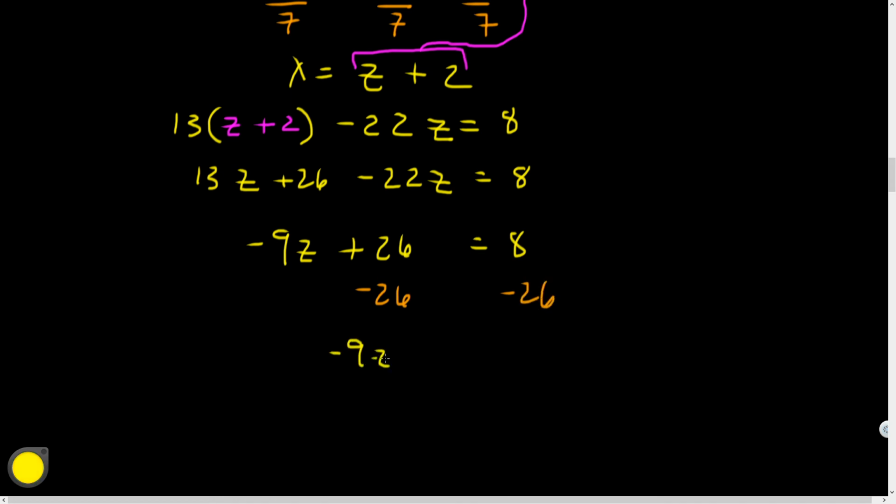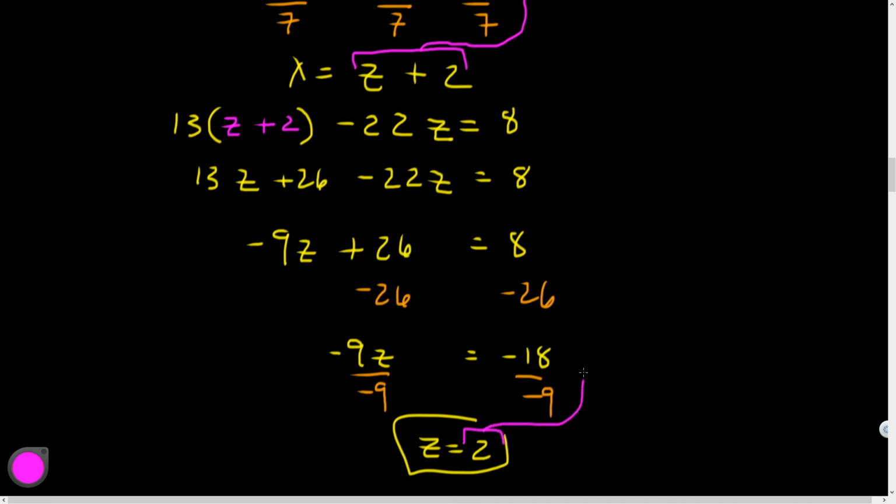Negative 9z equals negative 18. And aha, now I'm solving. And I get z equals positive 2. Careful of that double negative. And so now that I know what z equals, let's trace this back up through. If I plug this in here, I'll solve for x. And so x equals 2.